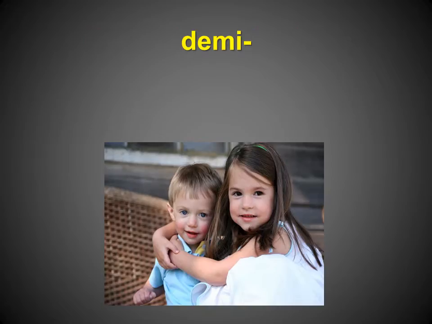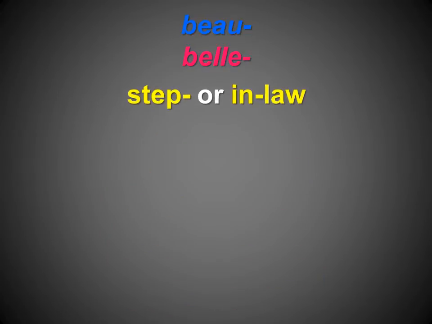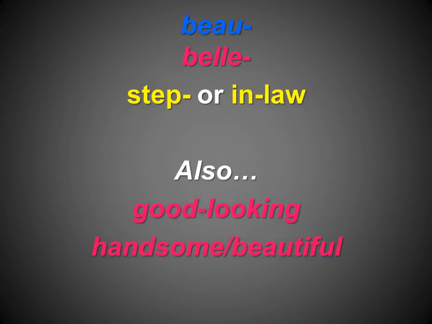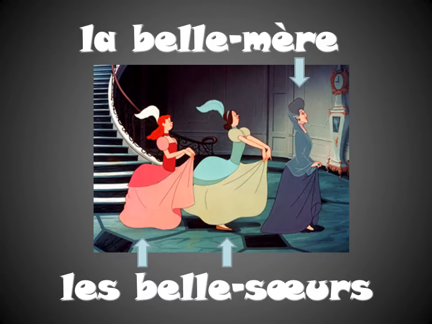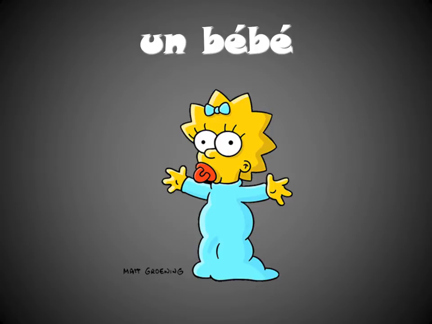Here's some extra vocabulary. Demi. So like a half brother or sister. Demi-frère, demi-sœur. Beau and belle refers to a step-brother or sister or an in-law. Of course, it also means good-looking, handsome, or beautiful. So, beau-frère. Here we go. La belle-mère would be your stepmother. Les belles-sœurs would be the step-sisters. Le beau-frère would be a step-brother. Un bébé would be the baby. And you can write that down. So you've got some space down there at the bottom if you want to write those in.